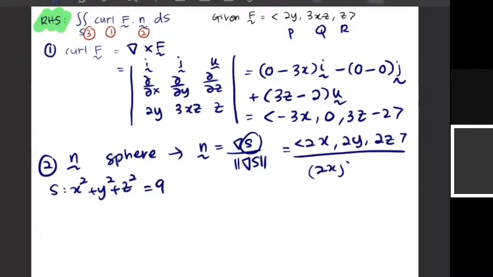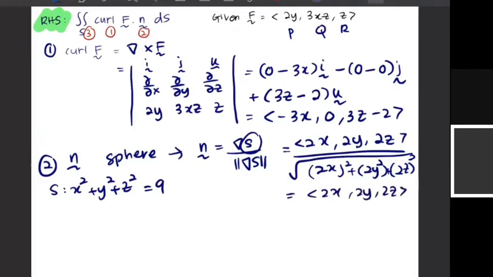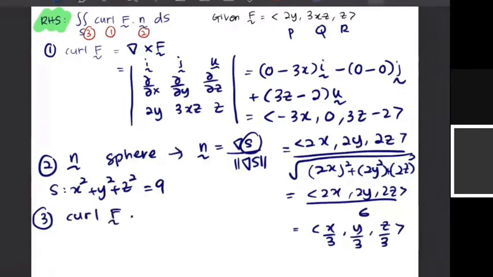Since this surface is a sphere, which is a parametric surface, then n equals del S over the magnitude of del S. S here, our surface, is x square plus y square plus z square equal to 9. And then find del S: we get 2x, 2y, 2z.